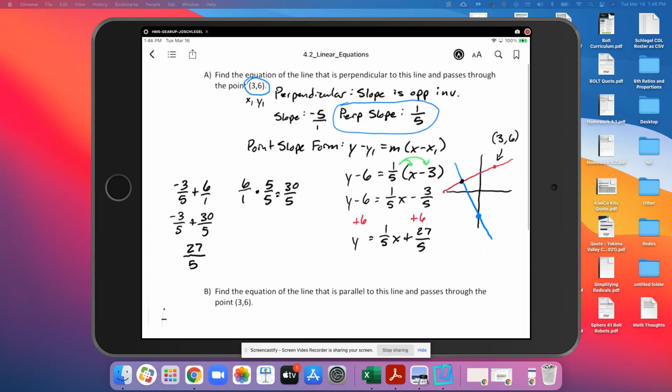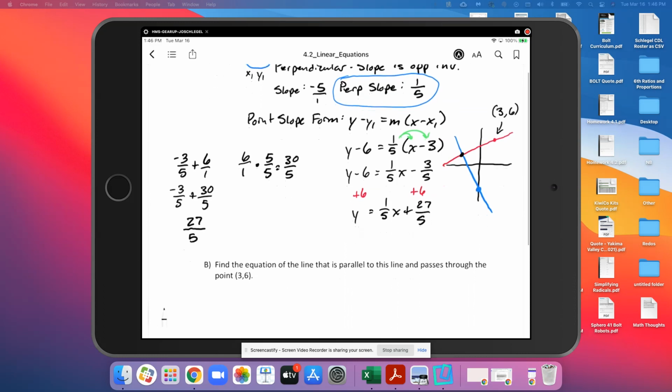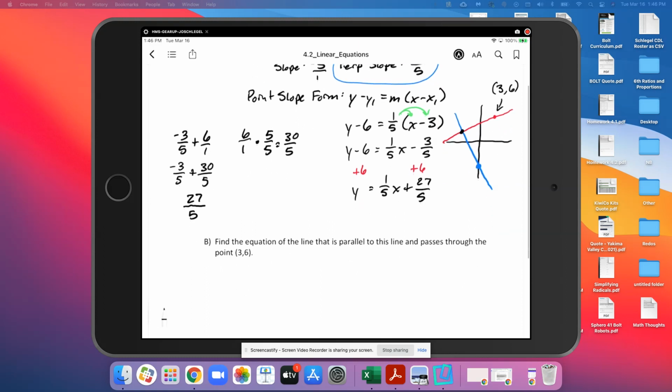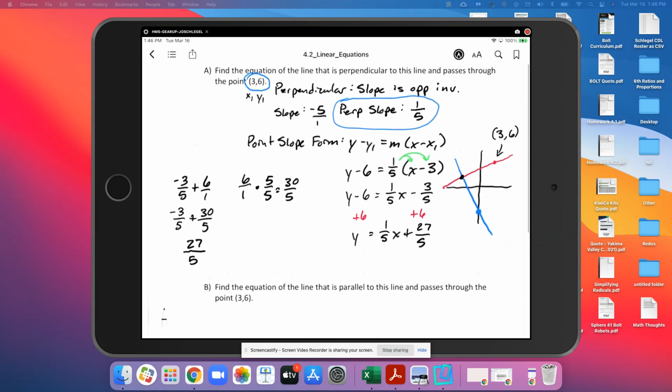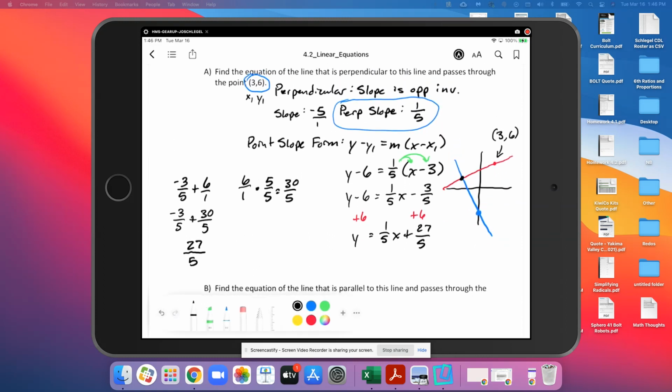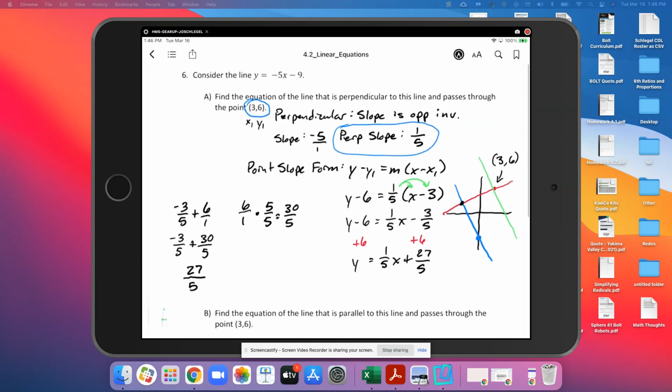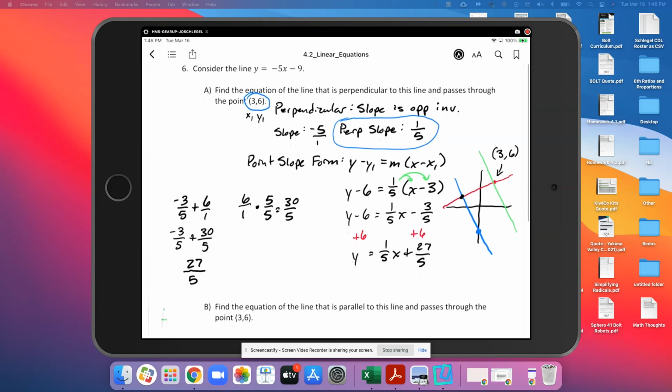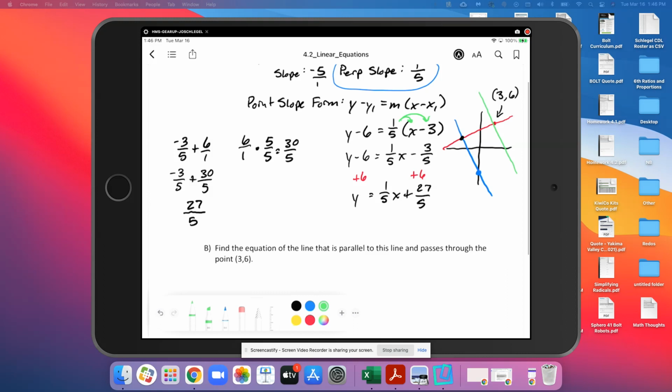And the last one for us is going to be that we want a line that is parallel to the original line and passes through the point 3, 6. And so I'm going to use my same drawing, and I'm going to draw that line in green. So we're going to be looking for the green line this time. It would have the same slope as the blue line, but would be passing through the point 3, 6, just like the red line is. And so I'm actually going to copy my equation. We have y equals negative 5x minus 9.